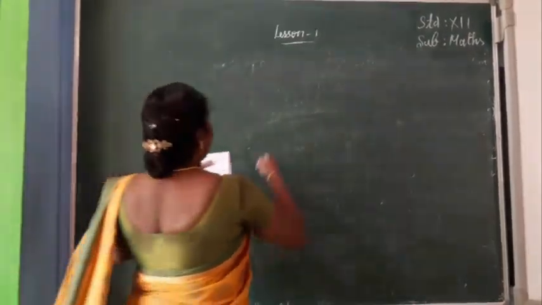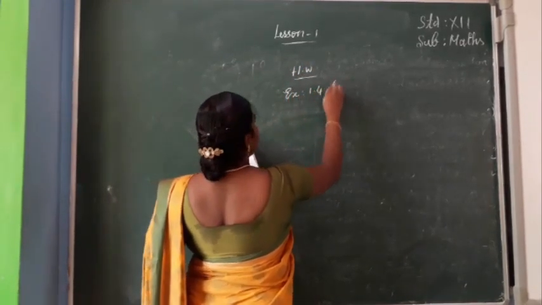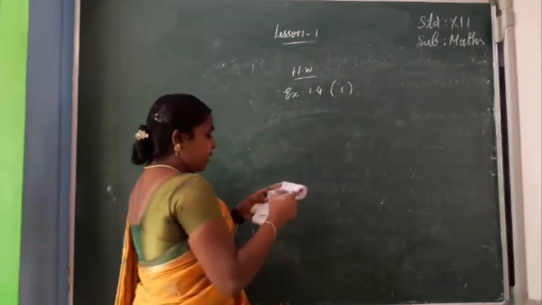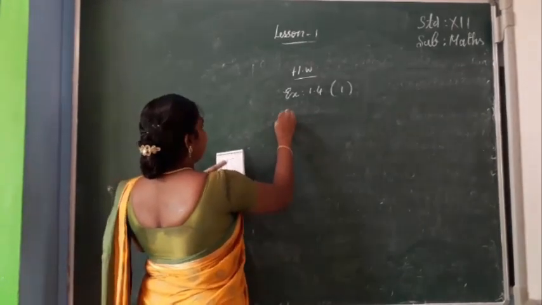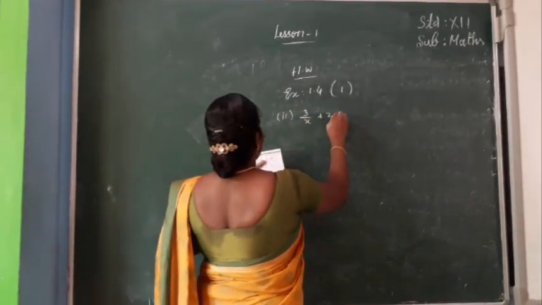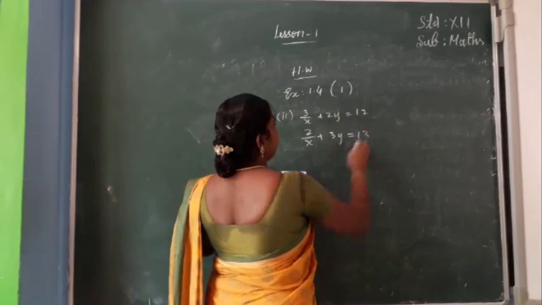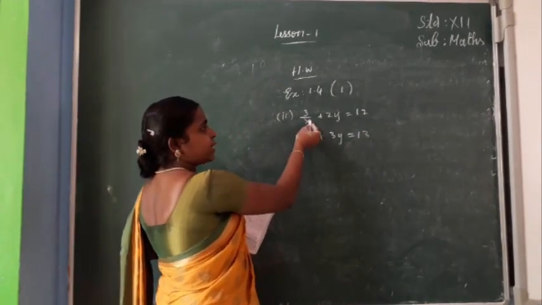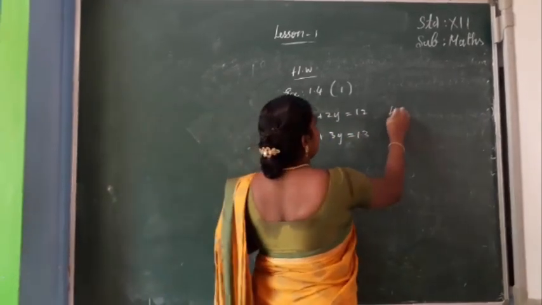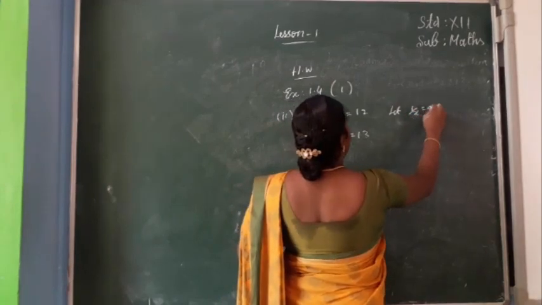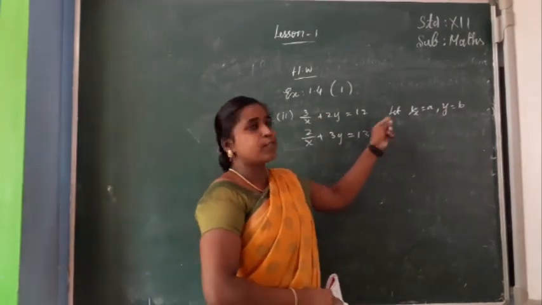Next, you mention the homework. Homework is exercise 1.4. The first question has 4 subdivisions. I am just explaining, you can do them. The second subdivision is 3 by x plus 2y equal to 12 and 2 by x plus 3y equal to 13. In this problem, only one variable is in the denominator, and the other is in normal form. So here let 1 by x equal to a and y equal to b. Do not take 1 by y.